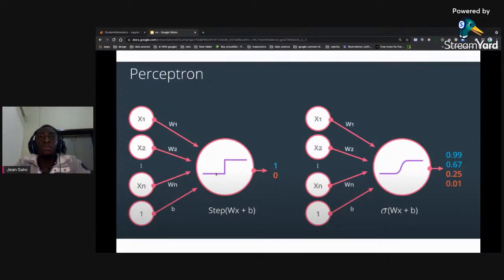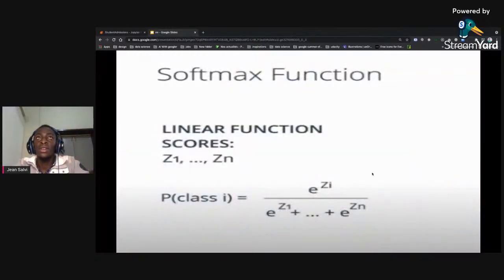So basically, the perceptron we had for the first step function is this: you give it weight and bias, and it comes up with a step function which gives 0 or 1. But if you give it to sigmoid, it will predict a percentage, like this is 99% to be this, and this is 75%.